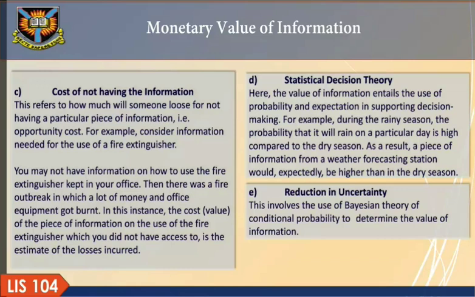D. Statistical decision theory. Here, the value of information entails the use of probability and expectation in supporting decision making. For example, during the rainy season, the probability that it will rain on a particular day is high compared to the dry season. As a result, a piece of information from a weather forecasting station would expectedly be higher than in the dry season.